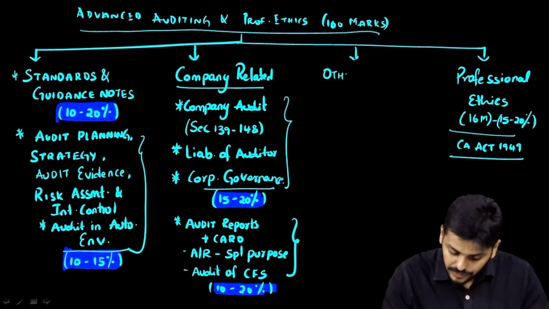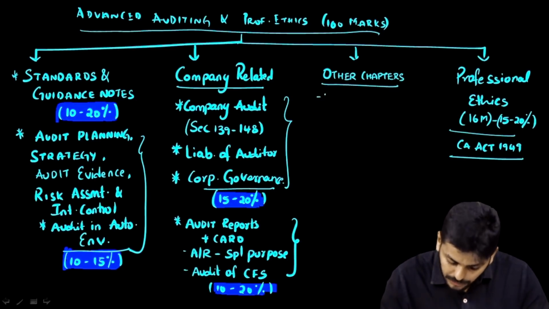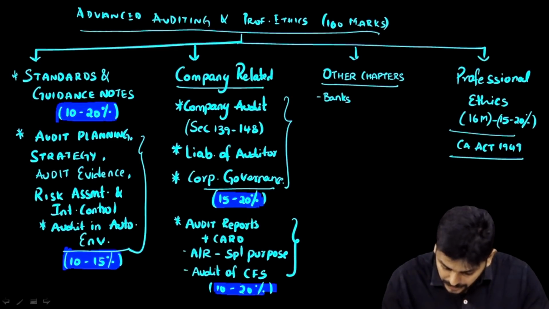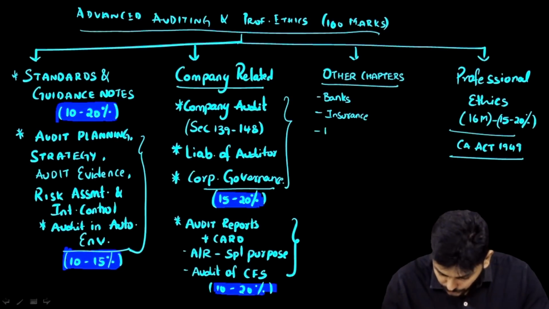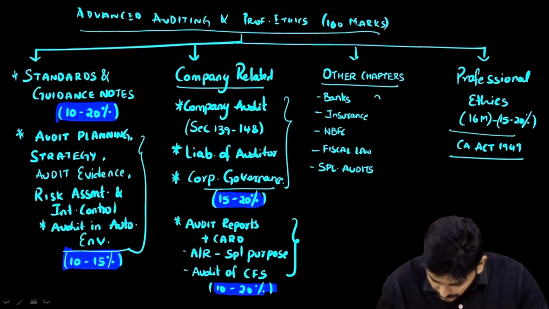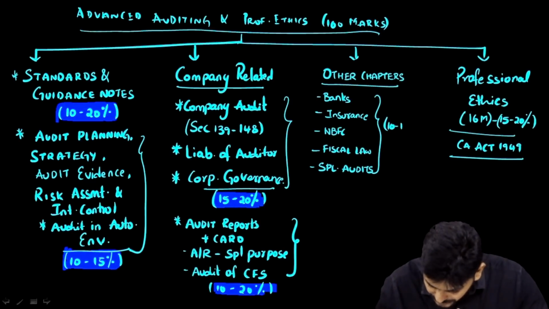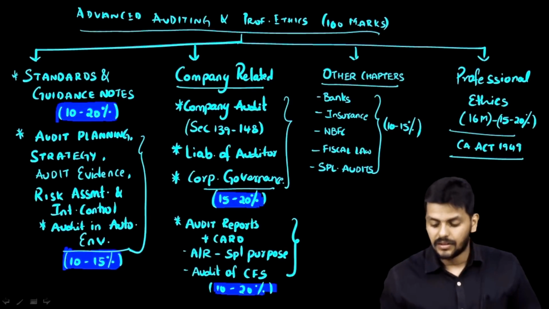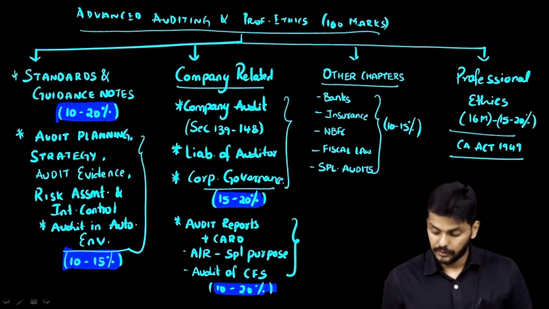All the other chapters. Now when I say other chapters, these are all chapters which are on their own, like individual chapters. So here you talk about audit of banks, audit of insurance companies, audit of NBFCs, and then you also have audit under fiscal laws like the VAT audit and all that. And then the most important, special audit. Seven different kinds of special audits are there. Now this is catering to 10 to 15% again, which is roughly worth around 10 to 14 marks. So you can expect a question from there.